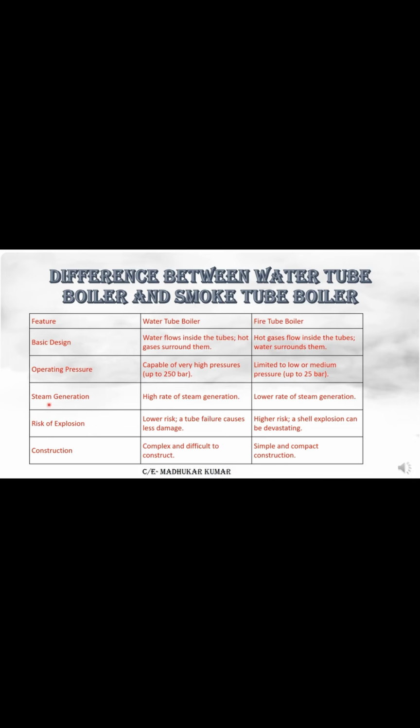Third one is the steam generation part. The rate of steam generation in the case of the water tube boiler is high because of the large surface area. And here, in the fire tube boiler, it is a lower rate of steam generation.